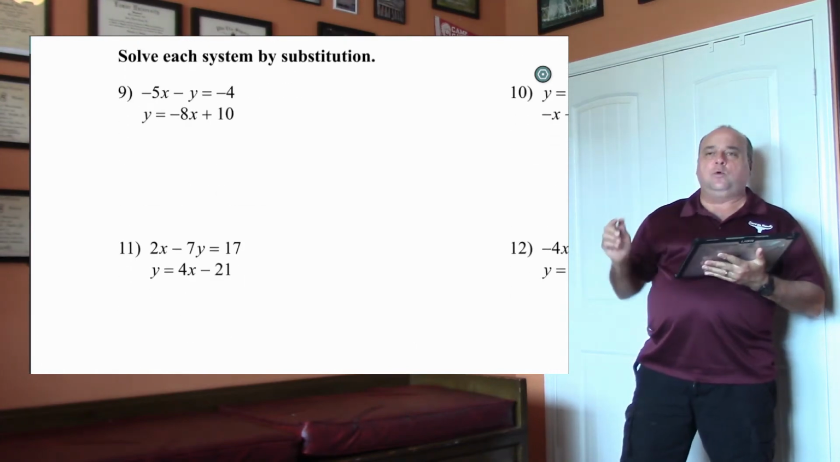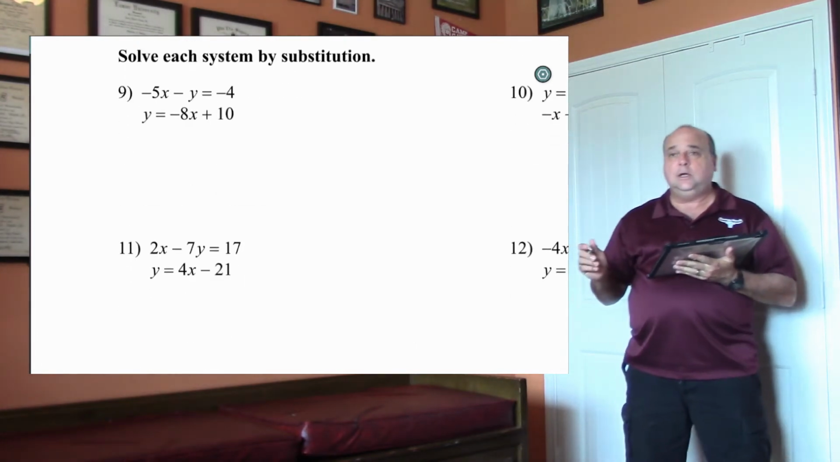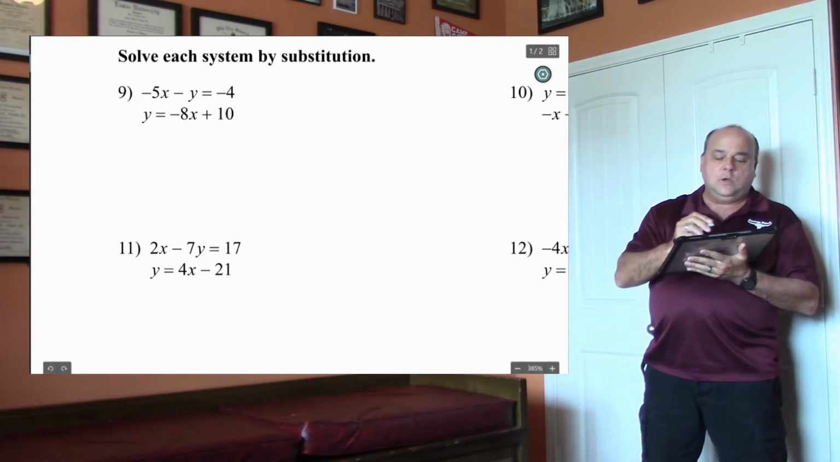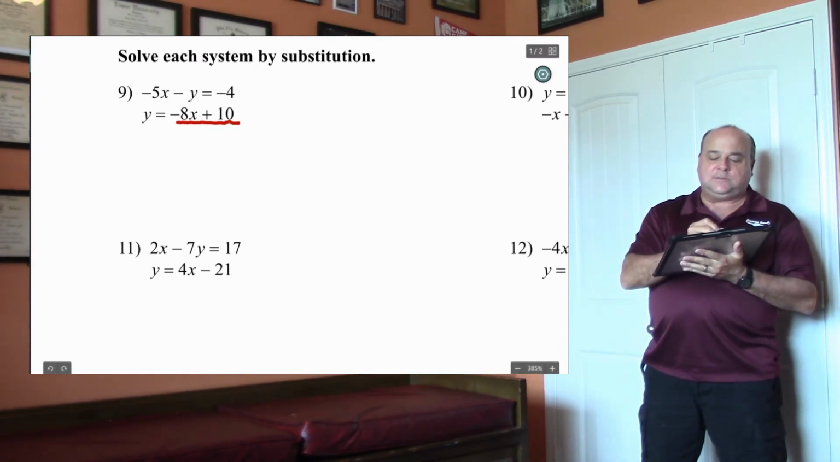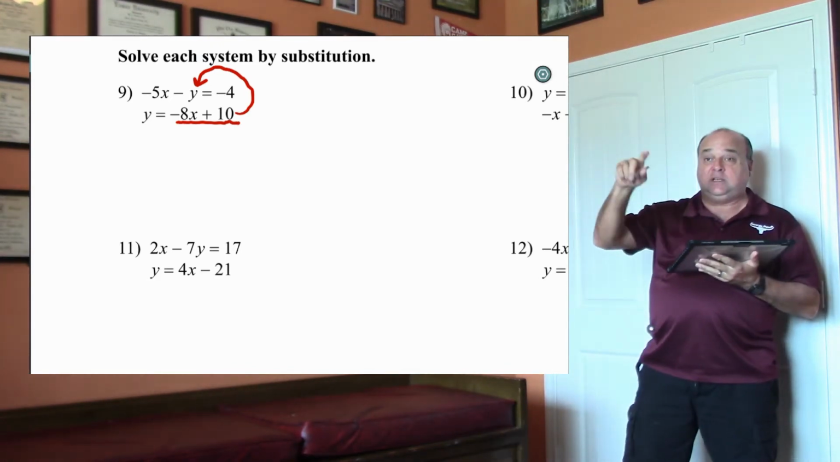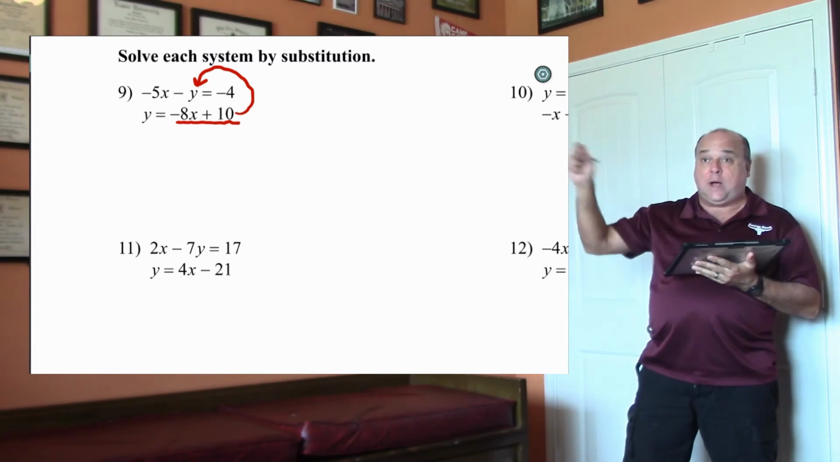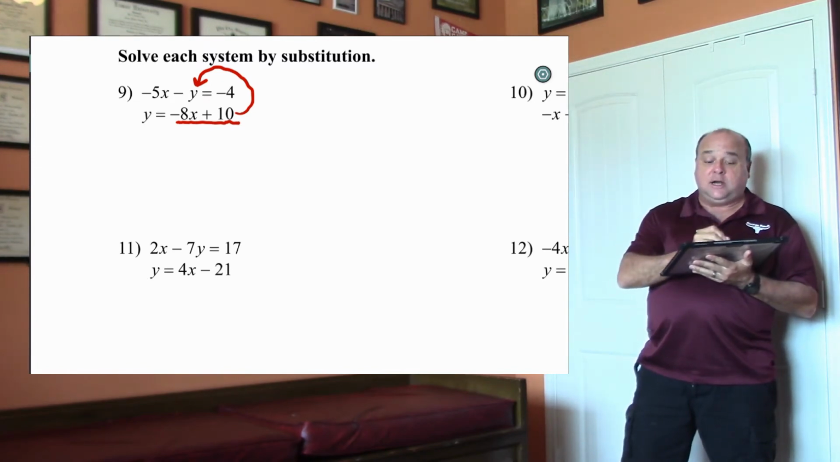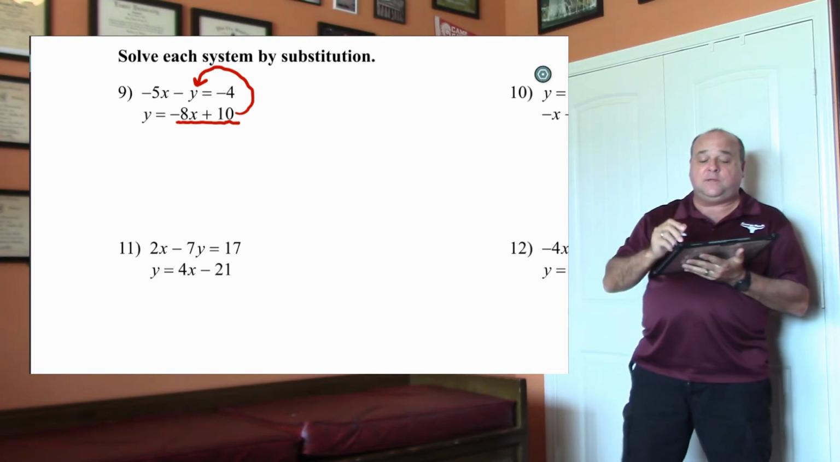Let's do number 9. We're going to substitute in here. Okay. Now then, the first thing you want to do is I'm going to take this 8x minus 10 and I'm going to plug it in for that y. Okay, so I'm going to give you one of them. If I tell you to substitute, you're going to have a y equal mx plus b. So you're going to take the mx plus b and plug it into the other y.